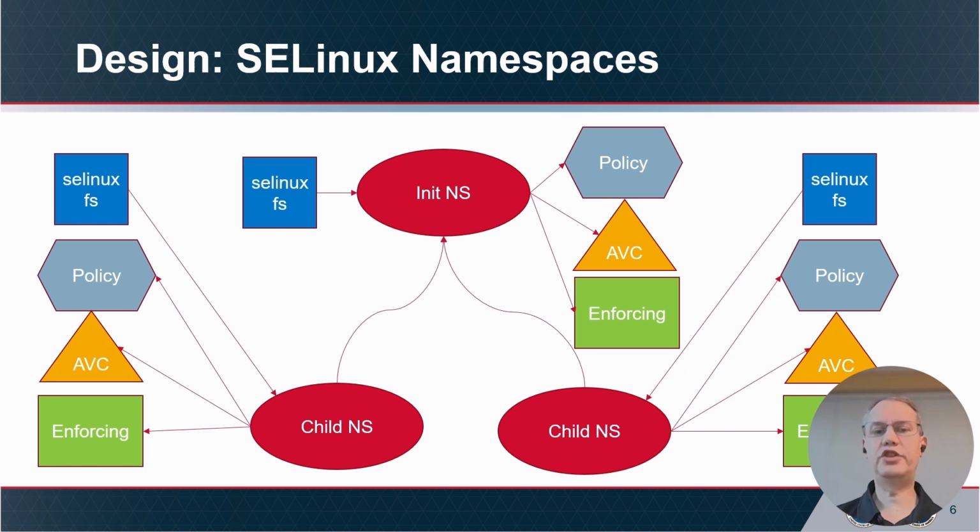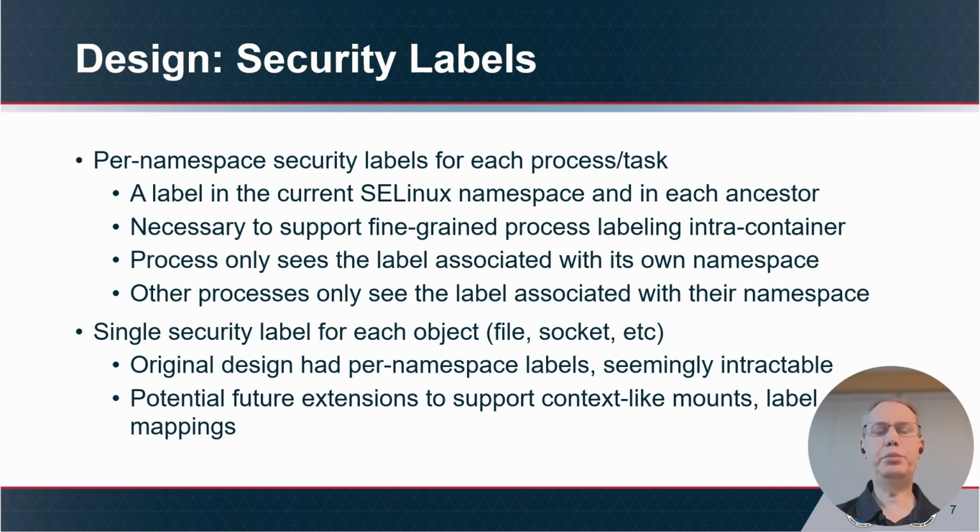This diagram does not show the corresponding mount namespace into which the SELinux FS is mounted, nor does it show a separate network namespace, which could be used if using SELinux netlink sockets. In order to support namespaces, it's also necessary to namespace the security labels associated with processes. Consequently, the design for SELinux namespaces enables per namespace security labels for each process or task, where each process has a label in the current SELinux namespace and in each ancestor namespace.